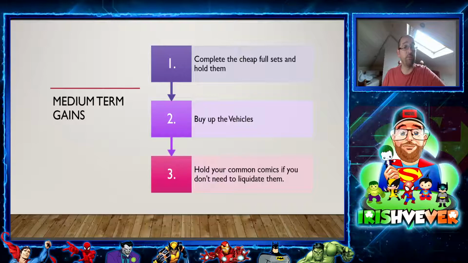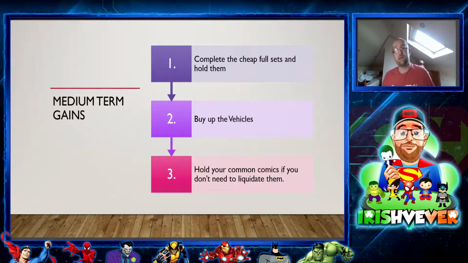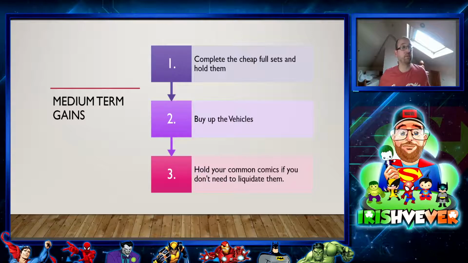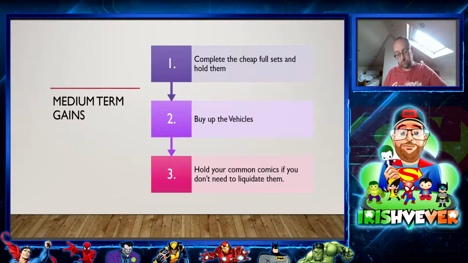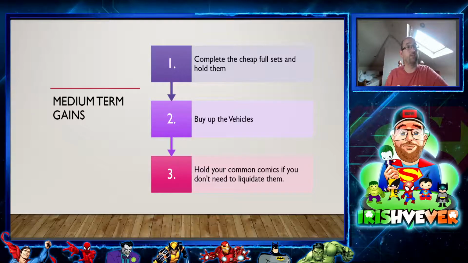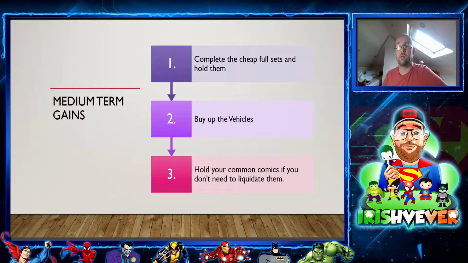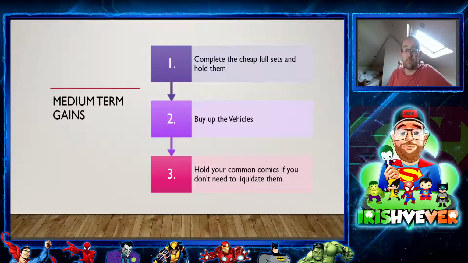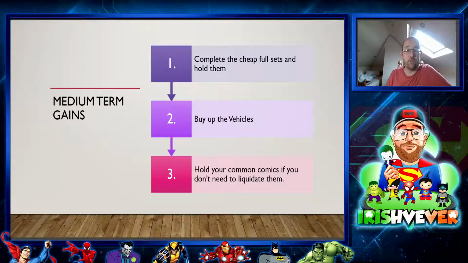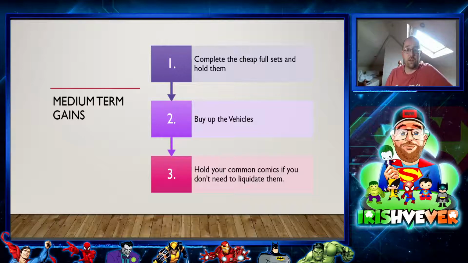Number two is buy up the vehicles. A little bit speculative here, but we'll get to that in a minute. Buy up the vehicles, hold the vehicles, whatever your bankroll allows. And number three, hold your common comics if you don't need to liquidate them. So if you max buying a comic book drop, let's say you snag 3 comics at 21 gems, don't just sell them off for 5 gems each and make a loss on it.